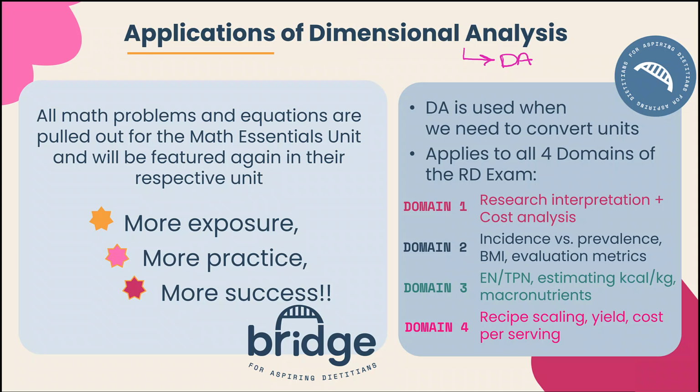Domain 2 focuses on community and public health nutrition, so you'll use dimensional analysis to calculate incidence and prevalence and percentages, as well as population-based measures and BMI.